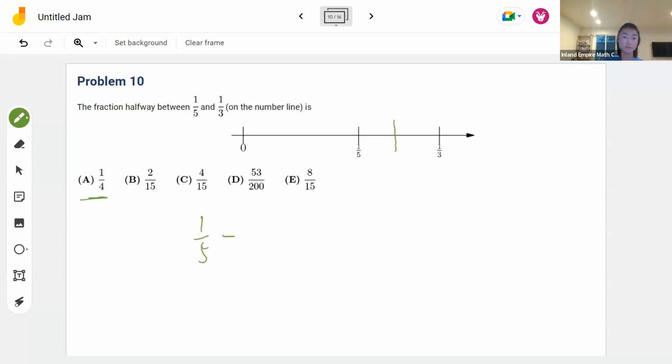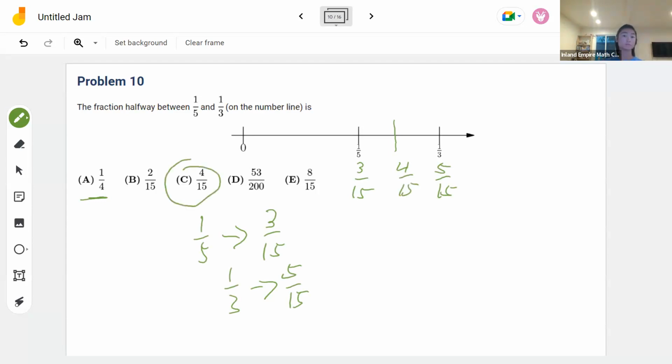So 1/5 would become 3/15. 1/3 would become 5/15. And once we've written that out, it's a lot easier to see where the answer is, right? 3/15 here, 5/15 here. So the one in between would be 4/15. That would be C.